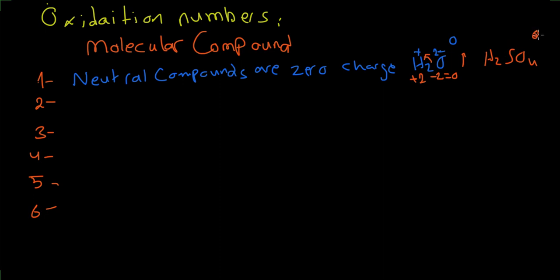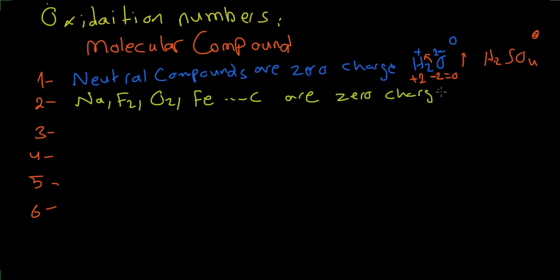Why? Because SO4 is minus 2. So here we have H2. 2 multiplied by plus 1 cancels minus 2. And neutral elements like sodium, F2, O2, Fe, carbon are zero charge. Why? Because they haven't reacted yet.